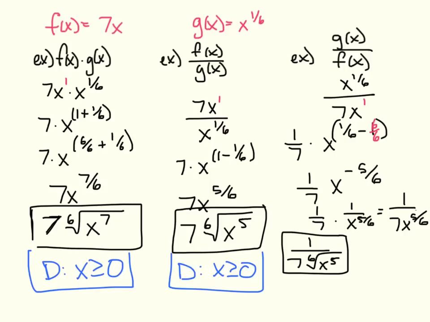Now, here's the thing. I wouldn't have even needed to do all that work if I had already done f of x over g of x. Because, look, f of x over g of x is 7 times the 6th root of x to the 5th. All I did was flip this fraction around. Now it's g of x over f of x. And look, this just got flipped. Now, instead of this over 1, it's 1 over 7 times the 6th root of x to the 5th.